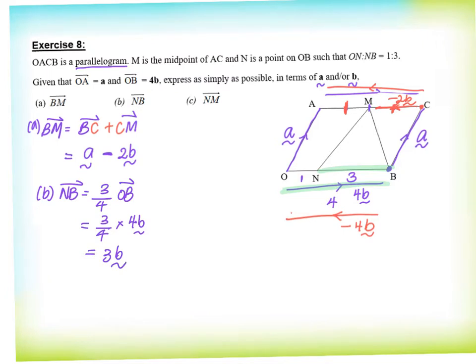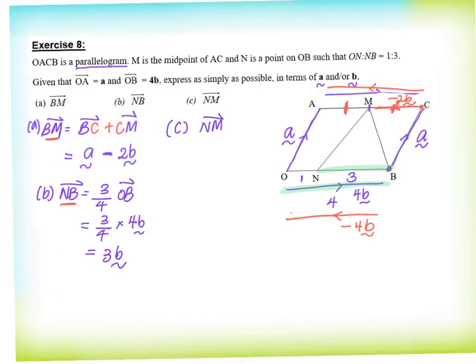If you are able to see the answer directly, you can skip the working and come to the answer directly. Next part, find N to M. What have I already found in the previous part of my answers? I have N to B and B to M. So in this case, I can use the answer.